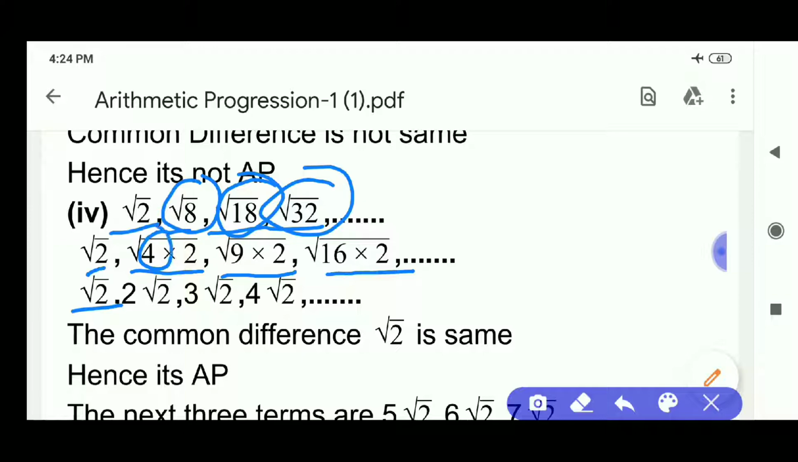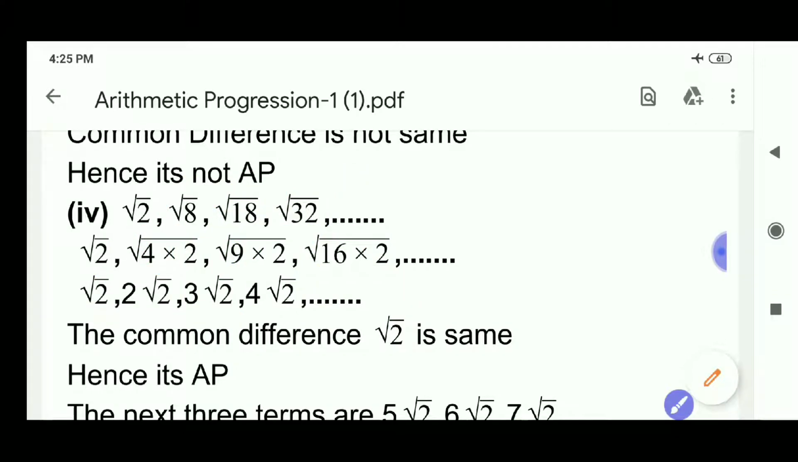Root 4 becomes 2, so it is 2 root 2. Root 9 becomes 3, so it is 3 root 2. Root 16 becomes 4, so it is 4 root 2. And so on. So the given sequence became root 2, 2 root 2, 3 root 2, 4 root 2. Next you can expect 5 root 2, 6 root 2, 7 root 2, and so on.